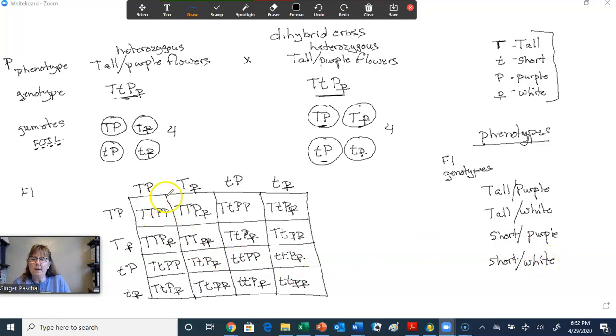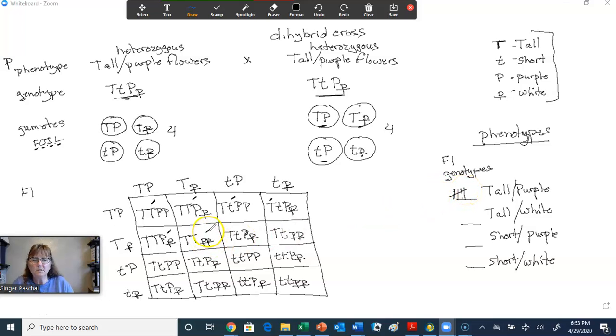All right, so let's go back over here to our Punnett square. Let's see how many of each of these types we've got. We see here that this is a tall purple, so let's put a tally mark here. This one is also tall purple, and this one is tall purple. This one is, wow, tall purple. So that entire top row, and this one is also tall purple.